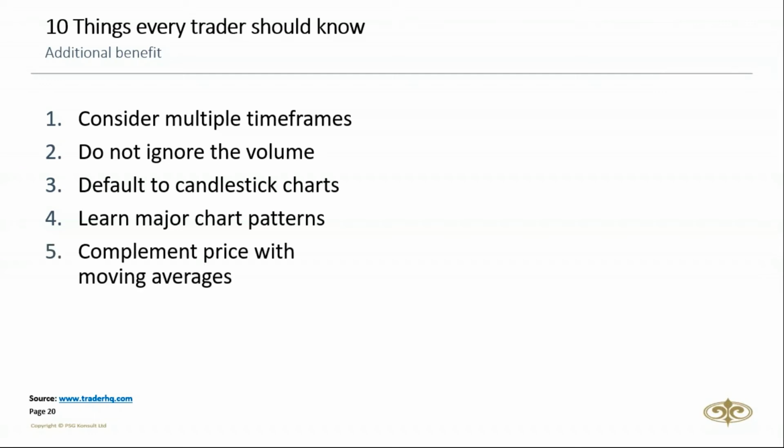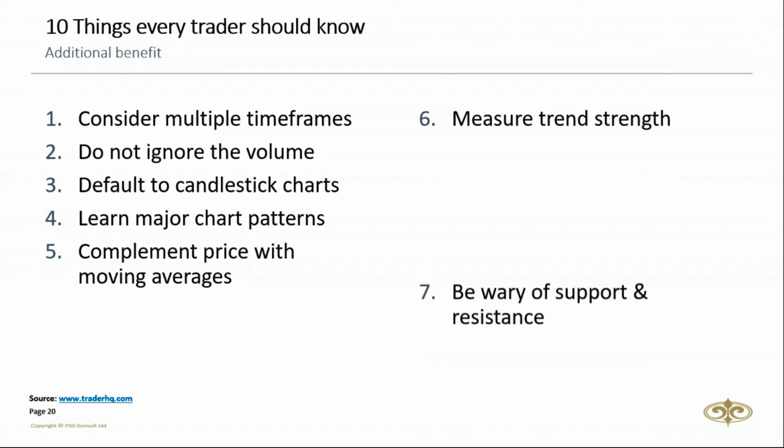Complement price action always with moving averages. In previous webinars, I spoke about using a 50-day and a 200-day moving average. I prefer to use exponential moving averages, but I don't use it so much for timing. It's more for trend analysis, but it's just another tool to help you complement price action. And then number 6, you want to measure the trend strength, and that's where all these other technical indicators will come in, like RSI, stochastic, and things like that. The momentum indicators will also highlight for you the strength of the trend.